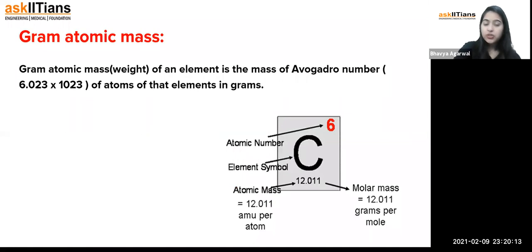All right. So we'll talk about the thing which is known as the gram atomic mass. Gram atomic mass basically is the mass of an element in grams. That's it. So whatever is the mass number, you just put grams afterwards. Instead of the units being AMU or U, just put grams. And the mass will become the gram atomic mass.